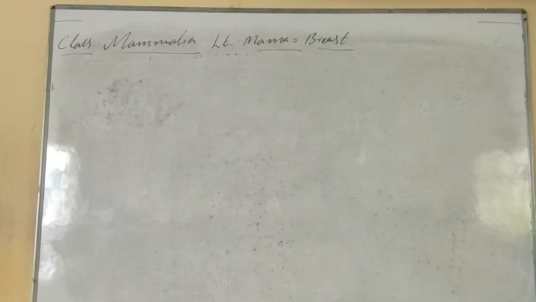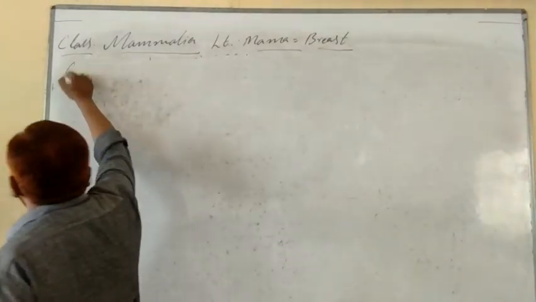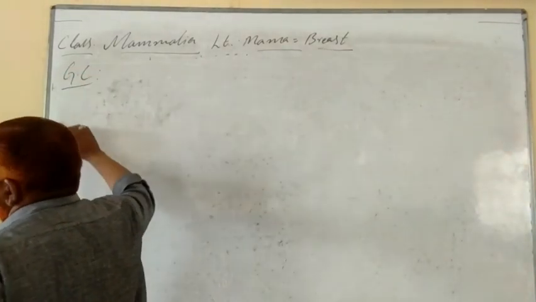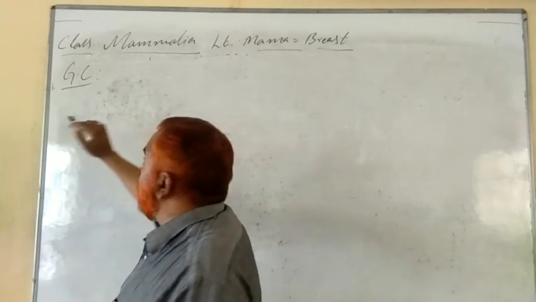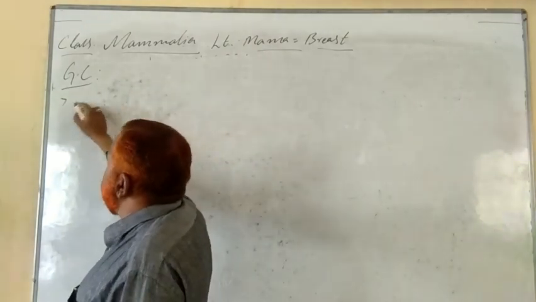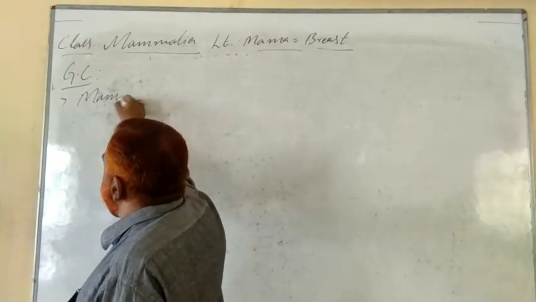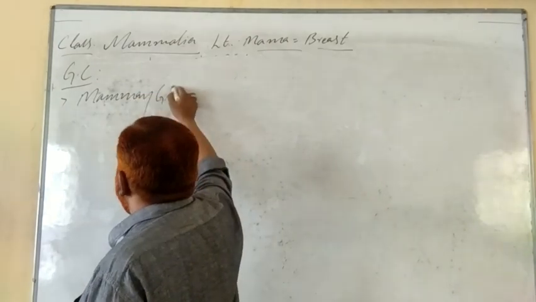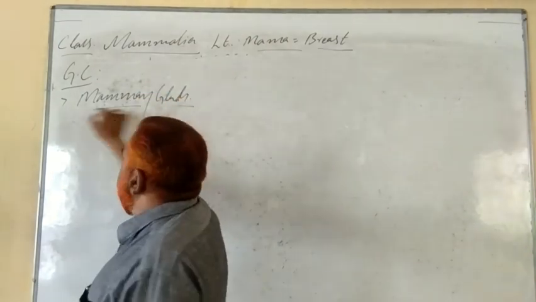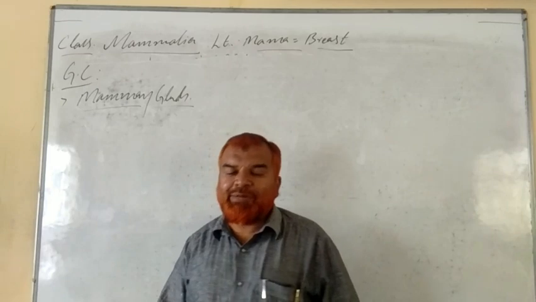Fine, good. Okay. The general characteristics. These animals, what do they possess? Mammary glands. The general points are habitat.